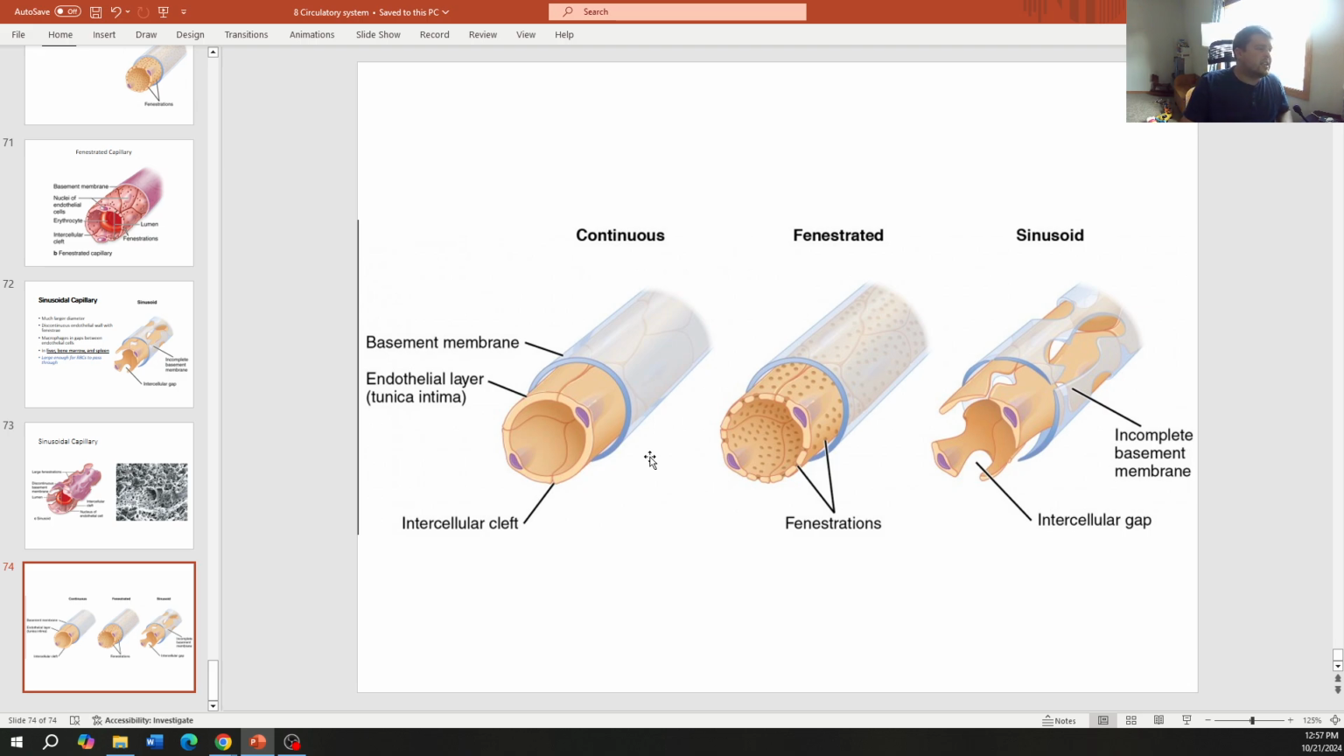And then you'll want to remember the locations of where these are. The continuous being in the muscle and the lung tissue especially. Fenestrated being in places where you need a lot of transport: the endocrine system, the kidneys, the intestines. And sinusoid being where red blood cells need to be able to enter and exit. So places like the liver, the pancreas, not the pancreas, the spleen, the liver, the spleen, and then the bone marrow being in the sinusoid.